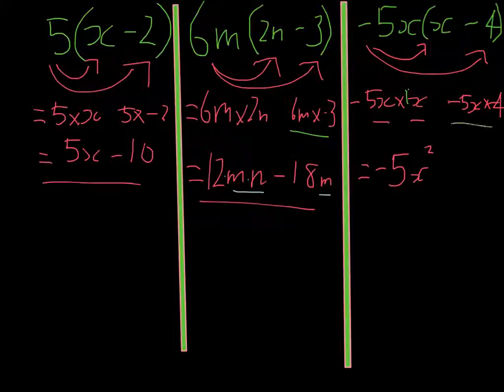The next one, negative 5x times negative 4. Be careful because a negative times a negative is equal to a positive. So we're going to be left with positive 20 lots of x. And yet again, because x squared and x are not like terms, you cannot combine this any further. So that is our answer of having those brackets expanded.